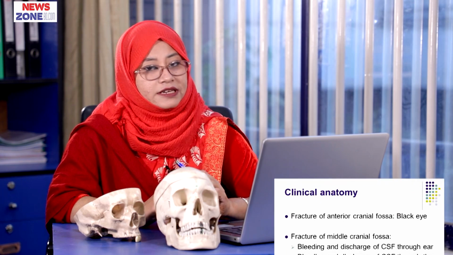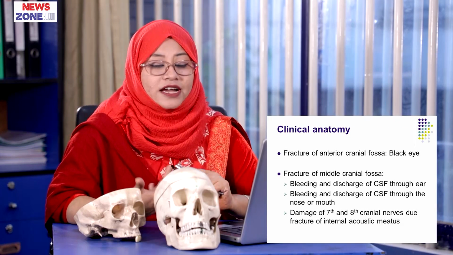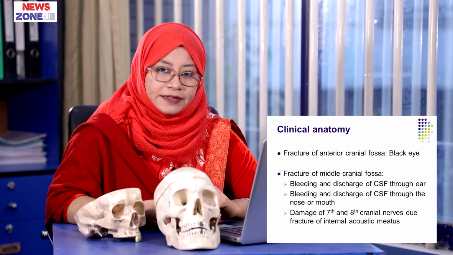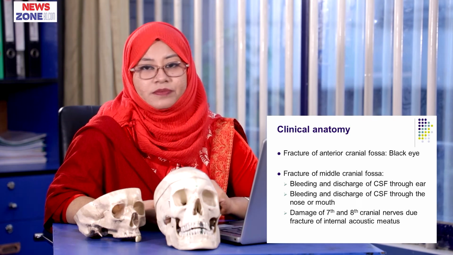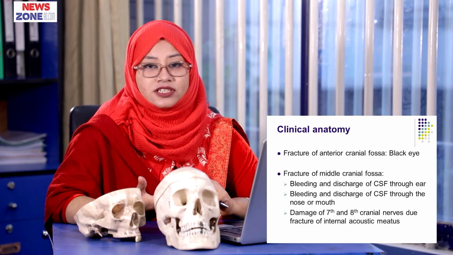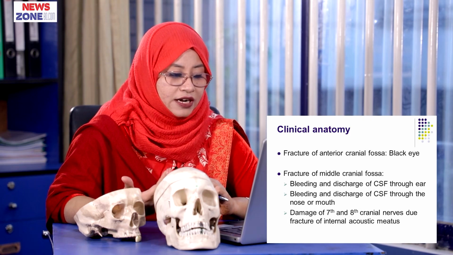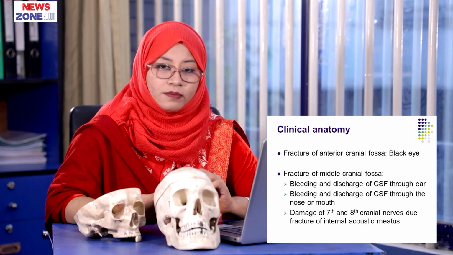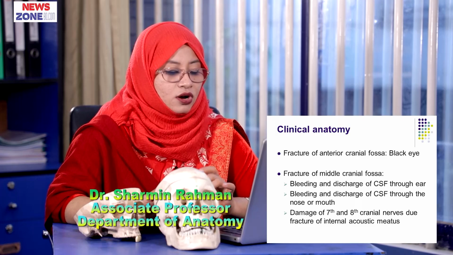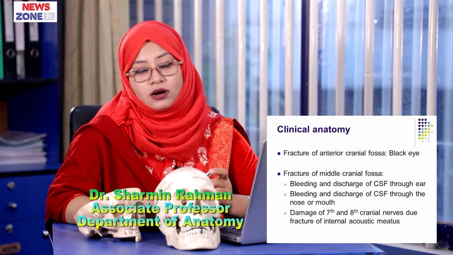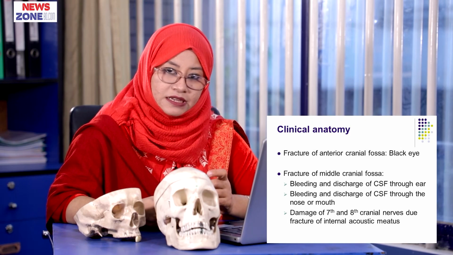Now there are some clinical anatomy such as fracture of the anterior cranial fossa may cause black eye, and fracture of the middle cranial fossa causes bleeding and discharge of CSF through ear, bleeding and discharge of CSF through nose or mouth, and damage of 7th and 8th cranial nerves due to fracture of internal acoustic meatus.